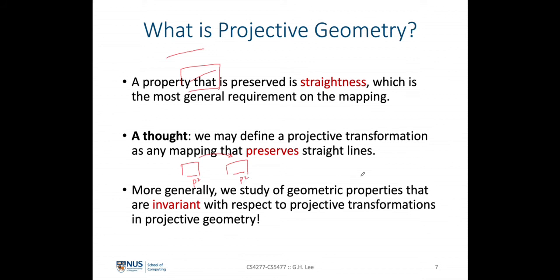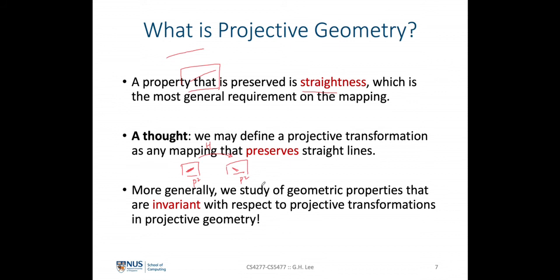But in this case, since we observe that straightness is being preserved, what it means is that we want to define a projective transformation, which I now call temporarily as H, that maps any straight lines in one scene into another scene, such that the straightness property will also be preserved. And more generally, we'll study the geometric properties that are invariant with respect to projective transformations in projective geometry.